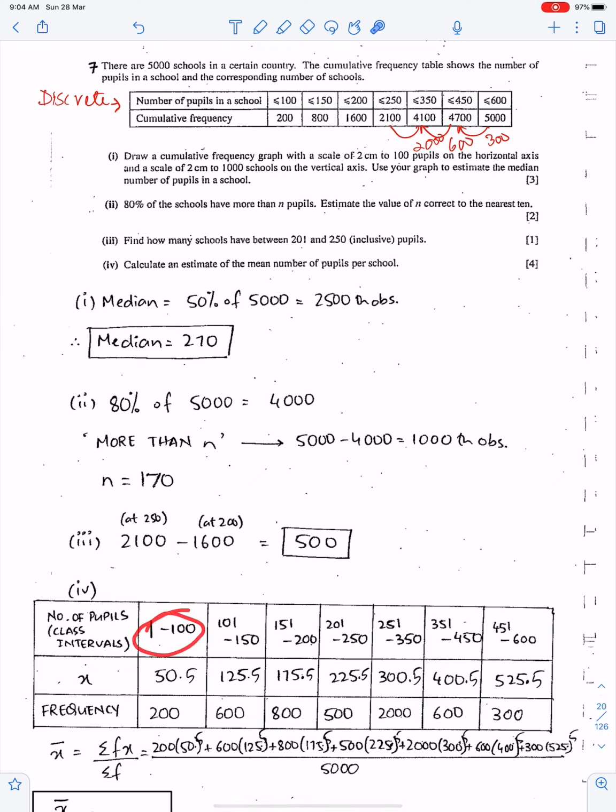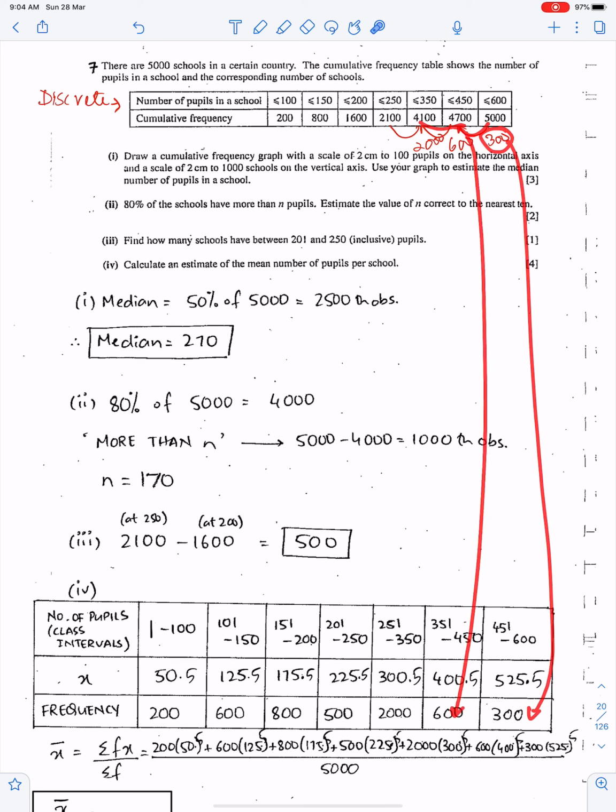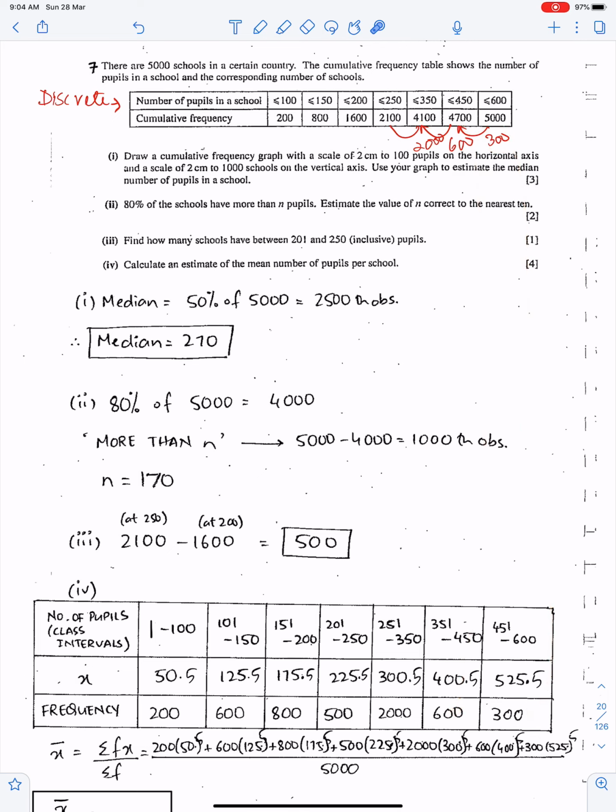And mid values are very simple. Frequencies are frequencies. So when you subtract these two, you'll get 300. So this 300 should be here. When you subtract these two, you'll get 600. It should be here. This is the reverse. Frequencies. I'm sorry.